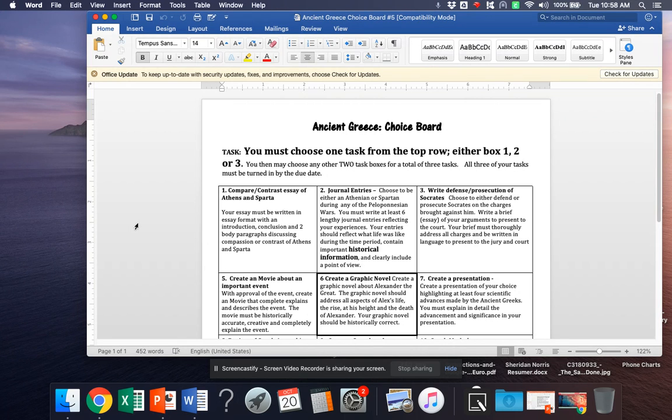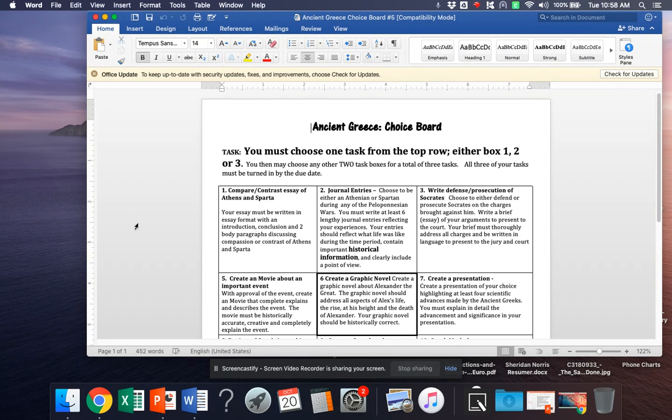All right, so this is the opportunity for you to look at some different things that we don't get an opportunity to look at when we're studying ancient Greece. So this is called a choice board, which hopefully you understand implies that you get some sense of choice in the assignments that you pick.